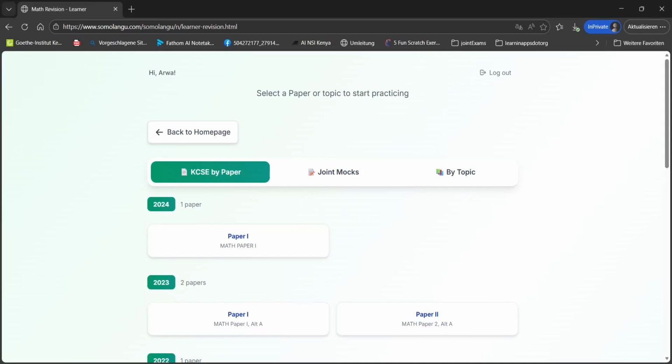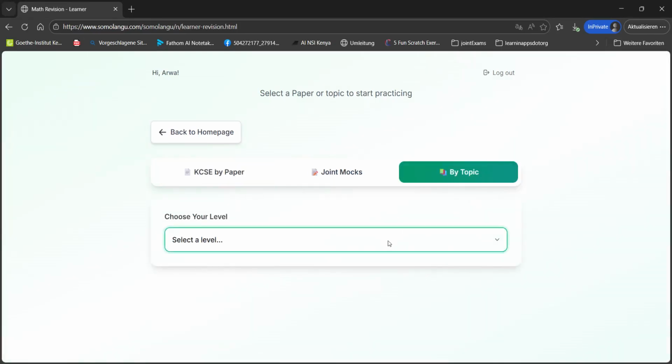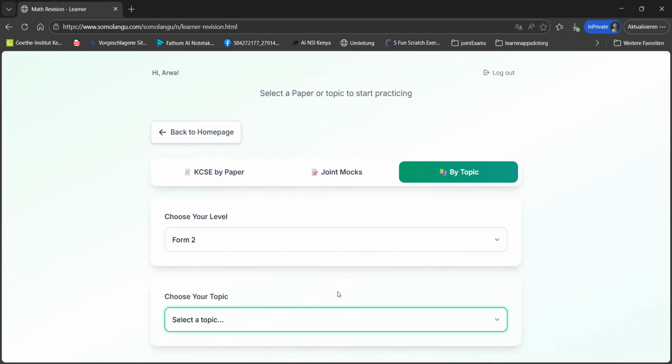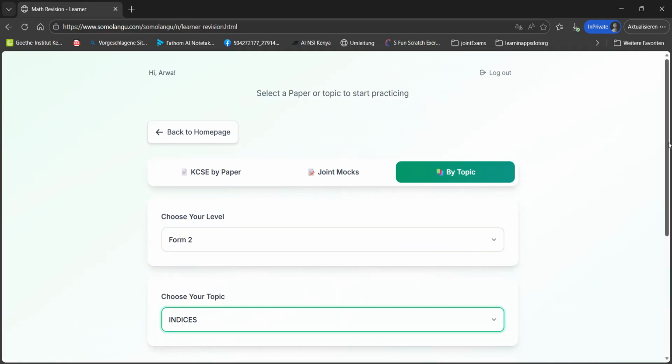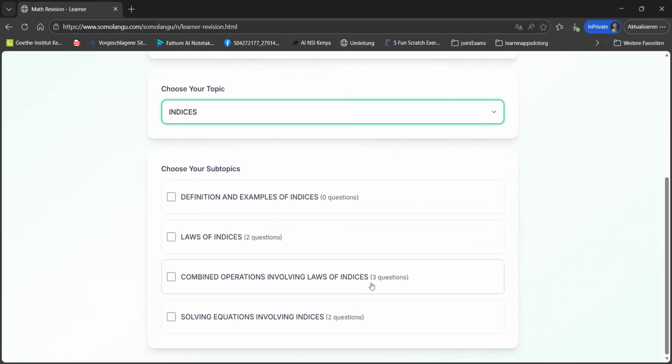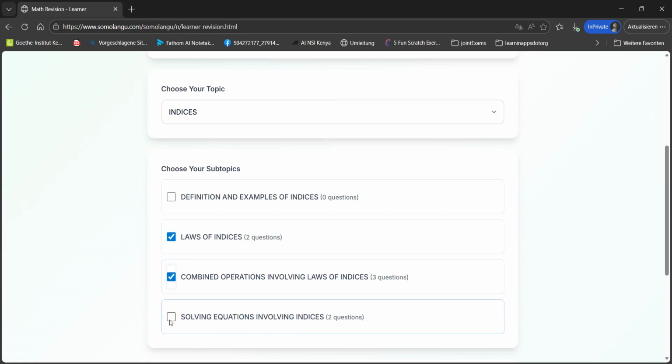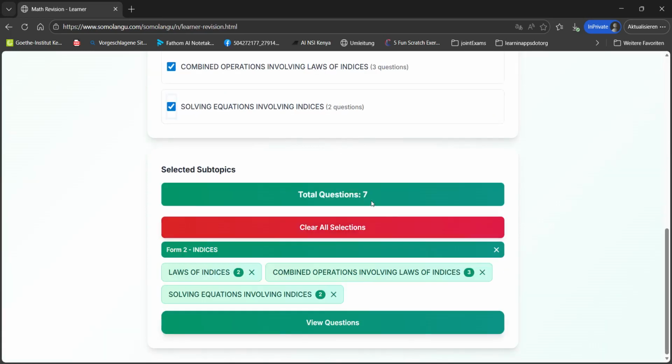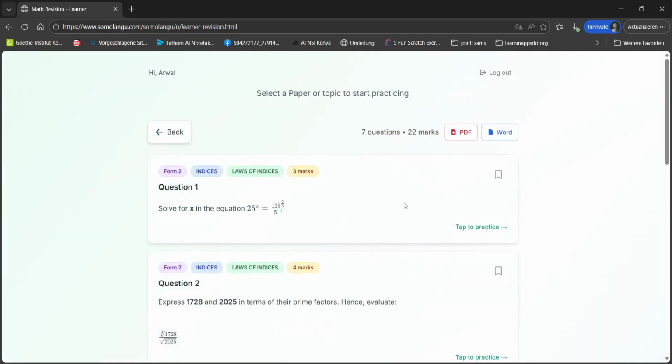Okay, so here we are. Let's go to by topic. Indices is a Form 2 topic. Let's go to Form 2 and select indices. There we are. Let's scroll down. Two questions have been found that test the laws of indices, 3 questions on combined operations involving laws of indices, and 2 questions on solving equations involving indices. A total of 7 questions. Let's view them. So here they are.